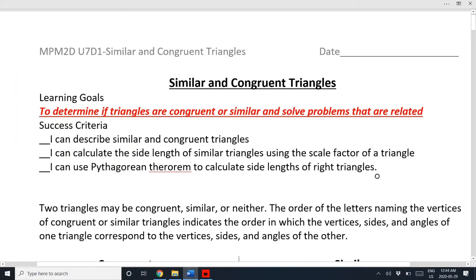Similar and congruent triangles. Our learning goal today is to determine if triangles are congruent or similar and solve problems that are related. Please ensure you have the lesson printout so you can follow along with this video.